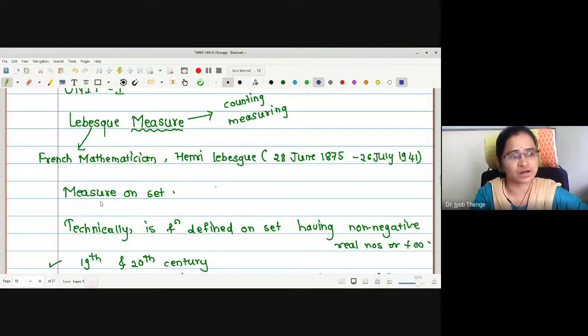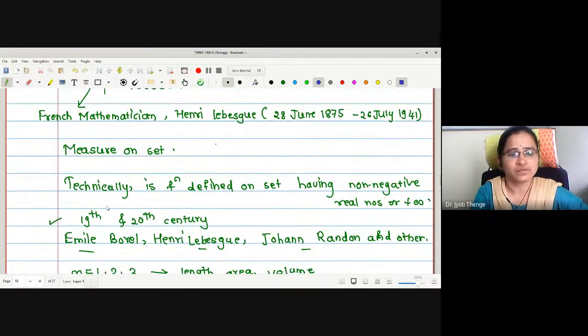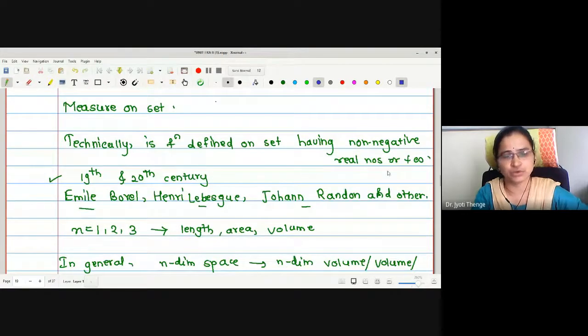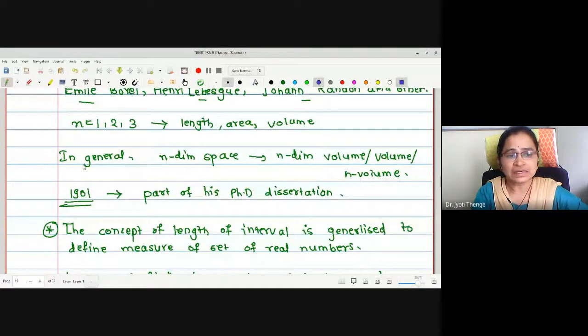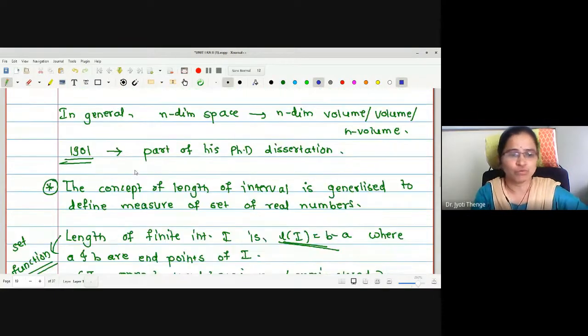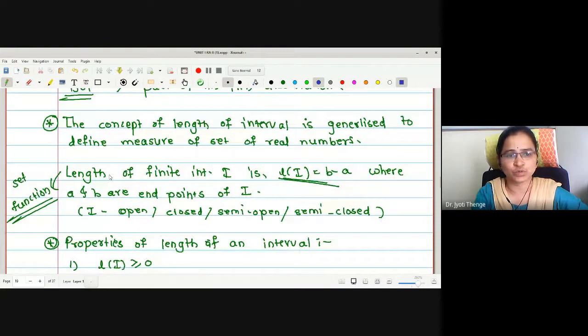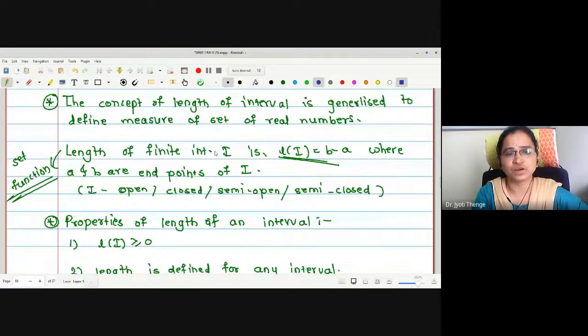And this measure is the generalization of the word length in one-dimensional space, area in two-dimensional spaces, and volume in three-dimensional spaces. So whatever measure we are going to define, it will be a function defined on sets, taking non-negative real values, including plus infinity, right? But in general, whatever measure we find in an n-dimensional space is called an n-dimensional volume, n-volume, or volume. And this concept was given in the year 1901. Therefore, the length of an interval is generalized to the measure of a set of real numbers.